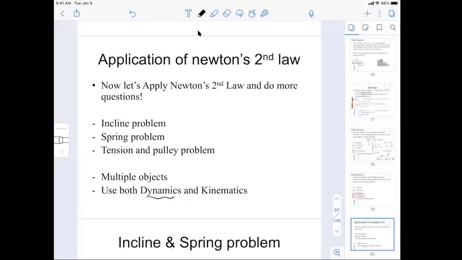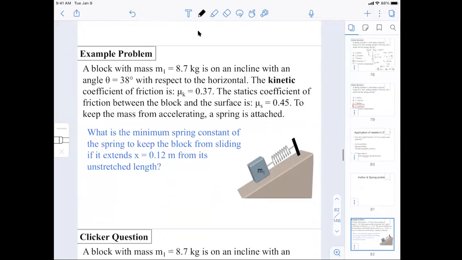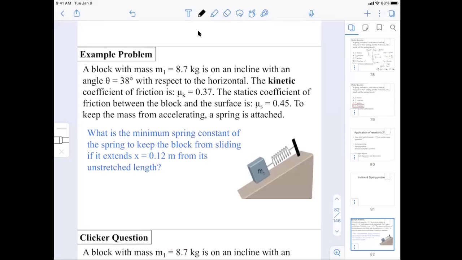This problem is great because it is on a ramp. That's a context you'll see a lot, and it also involves using that spring. So we're going to try to do this one together. Here's the example problem. I'm going to simply read it out. Of course, you can just read it on your own. You have a block, and it's right here sitting on the ramp. It gives us the mass of the block, the angle of the ramp. It gives us the kinetic coefficient of friction between the block and the ramp, so it tells us the information about the surface. Also, the static coefficient is another coefficient.